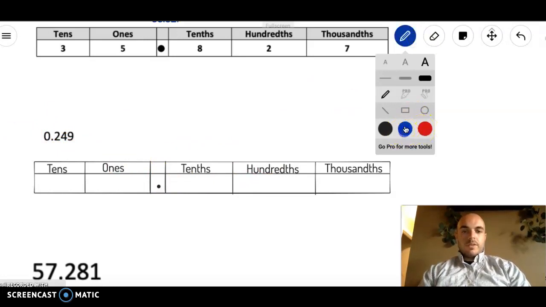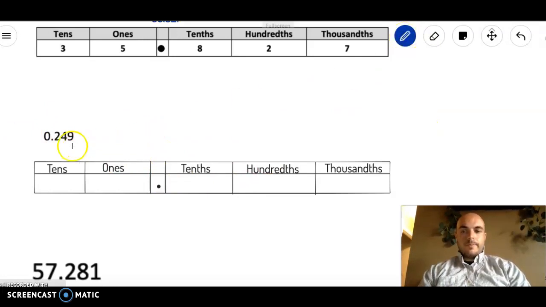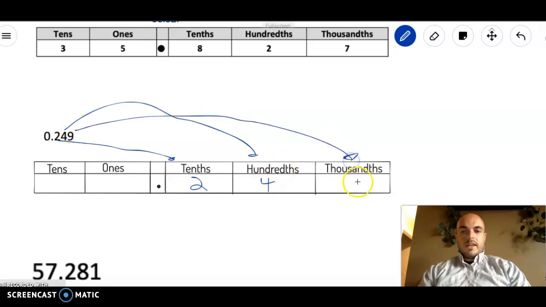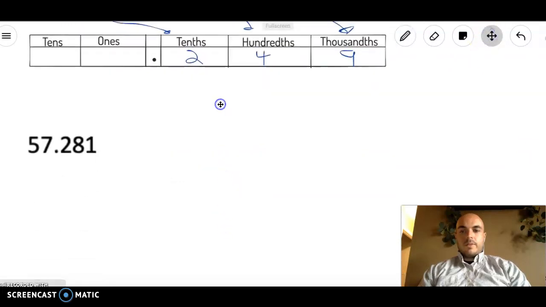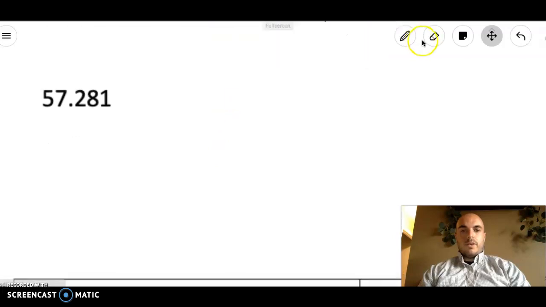So I'm even going to draw arrows for this just to help. That's in the tenths place, so I have 2 tenths. This is in the hundredths place, so I have 4 hundredths, and then this 9 comes down here, and I have 9 thousandths, like so. And of course, I can do the same on the next one, which is quite a bit larger.